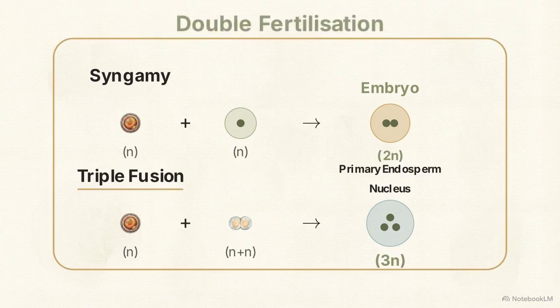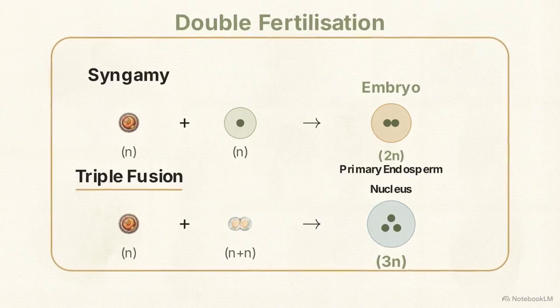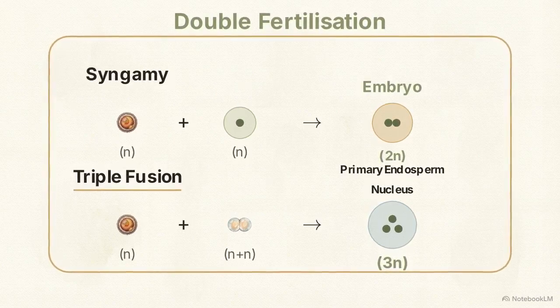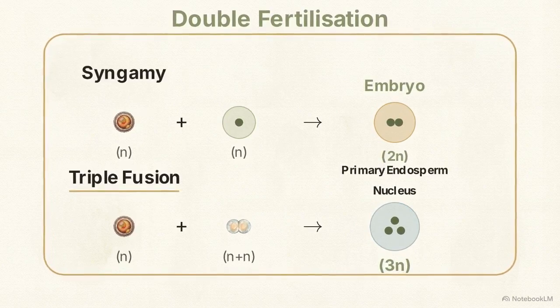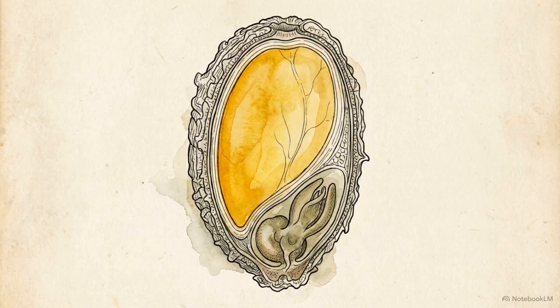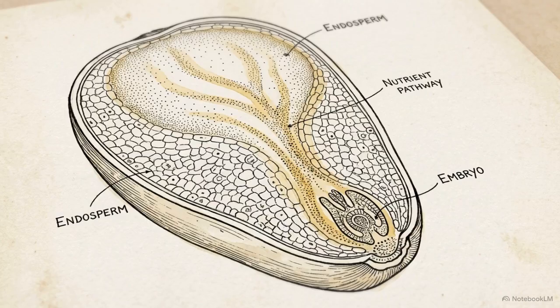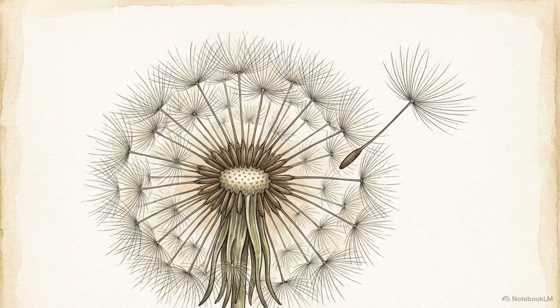Because these two distinct fusion events, syngamy and triple fusion, occur within the exact same embryo sac, the phenomenon is termed double fertilization. Biology dictates a strict order of operations here. The endosperm tissue must develop before the embryo. This guarantees a ready food supply for the growing zygote. Yet, biology also allows for exceptions.